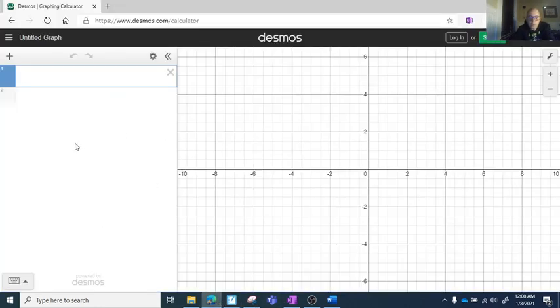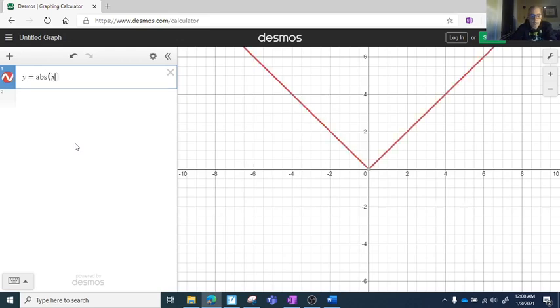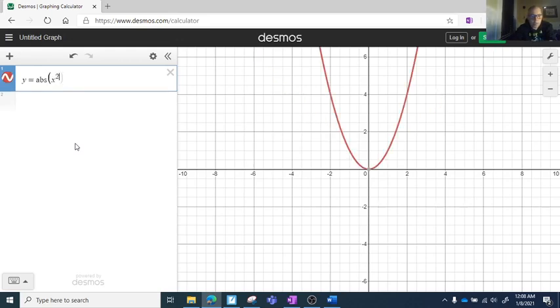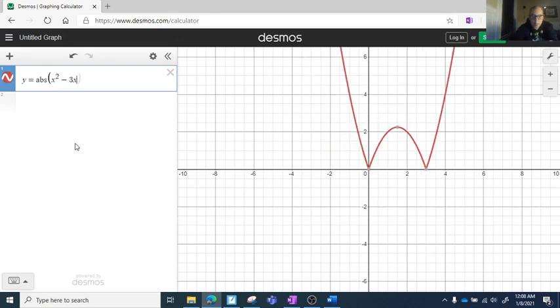So y equals, on a laptop you got to type ABS, that's absolute value. And I believe it was x squared subtract 3x. And so hit enter. My other one was y equals 2.